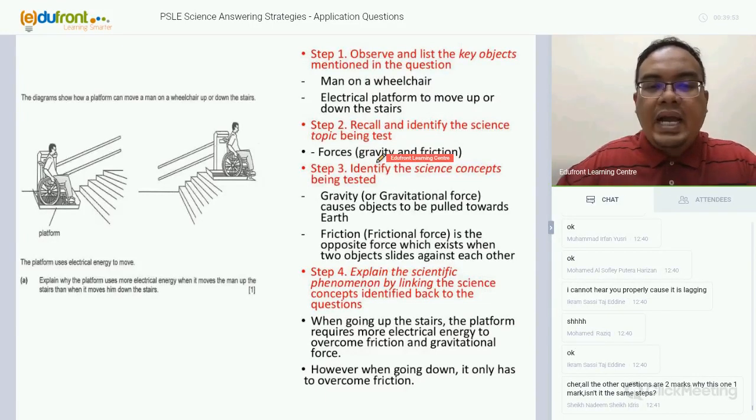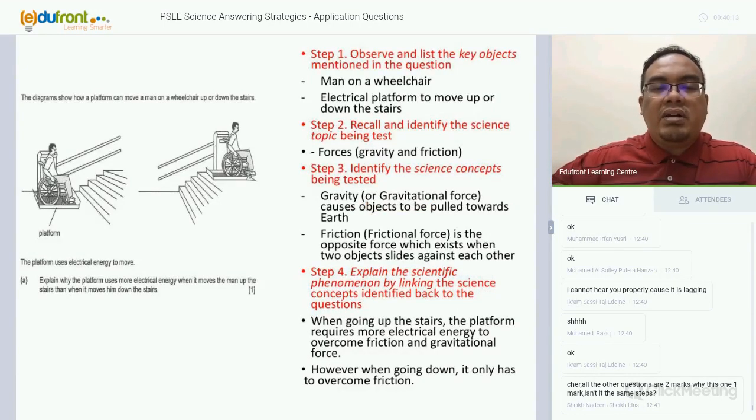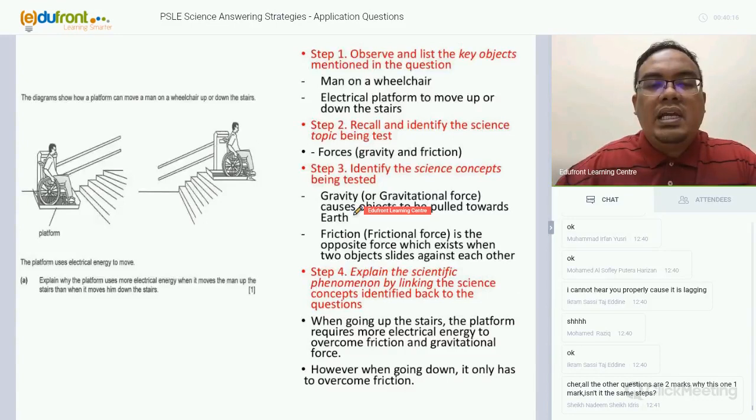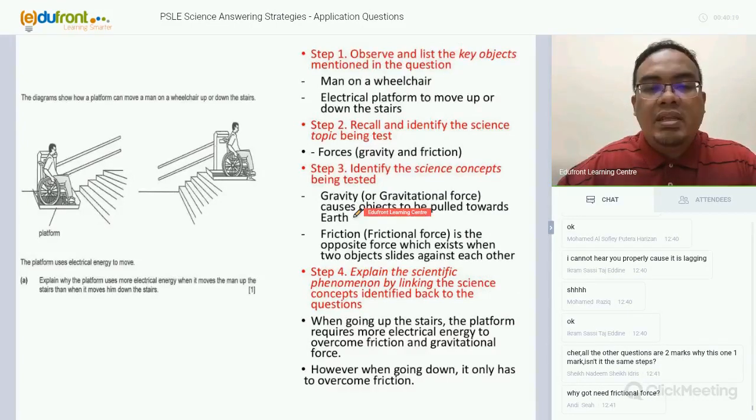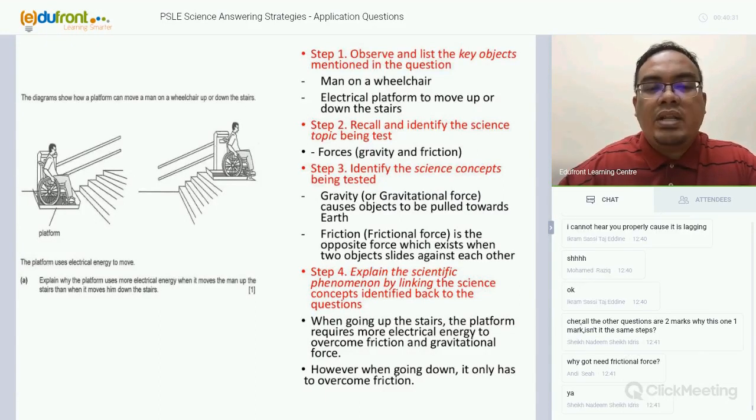Step number 3, identify the science concepts. Number 1, you need to recall gravity or gravitational force, right? What is gravity? You must be able to explain what is gravity, and what's the difference between gravitational force and gravity, right? In this context, gravity is the correct concept, which causes all objects to be pulled towards Earth, right? If you throw something up, it will come down, because of gravity. Second concept being tested here is friction or frictional force. What is frictional force? It's the opposite force that exists when 2 objects are moving against each other.